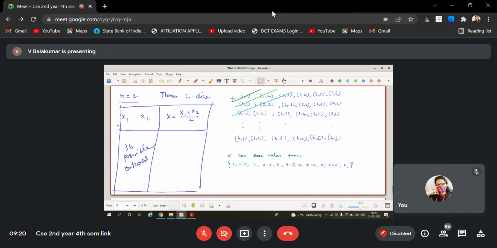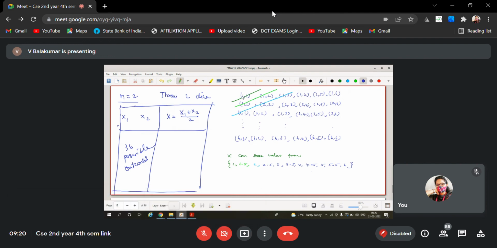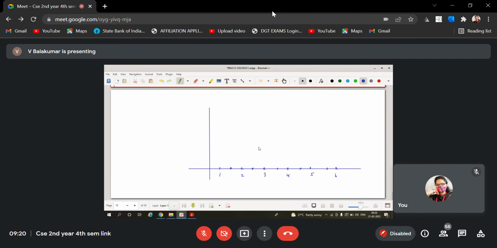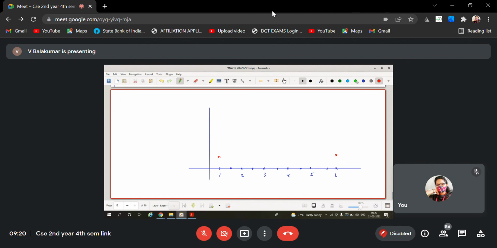The probability for X equal to 1: if capital X is 1, then the summation must be 2. Meaning in each die you should get the value 1. It is possible in only 1 out of the 36 possibilities. So it is 1 upon 36. Similarly for this also, 1 upon 36.